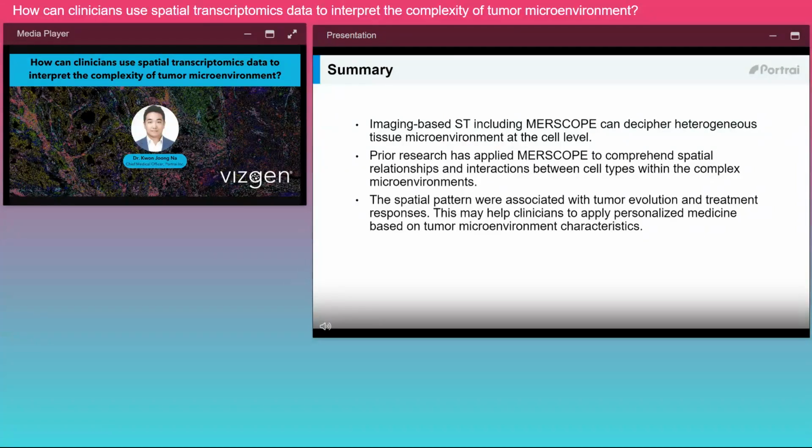So to summarize my lecture, image-based spatial transcriptomics, including MERSCOPE, can decipher heterogeneous tissue microenvironments at the cellular level, aiding clinicians in deeply understanding the characteristics of patients' tumor microenvironment. Prior research has utilized MERSCOPE to comprehend spatial relationships and interaction between various cell types within complex microenvironments. Additionally, some spatial patterns have been revealed to have close relationships with tumor evolution and treatment responses. This understanding may assist clinicians in applying personalized medicine based on the characteristics of the tumor microenvironment.